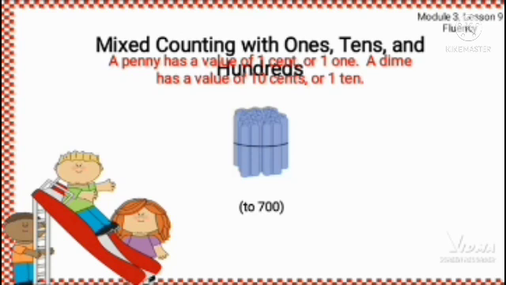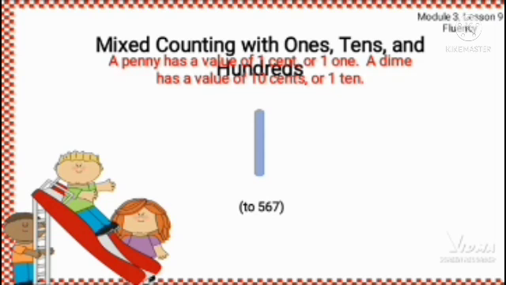Remember, we stopped at 700. Now count to 580 from 700 using tens. So we have 690, 680. Please count along. 670, 660, 650, 640, 630, 620, 610, 600, 590, 580. Fantastic. All right.